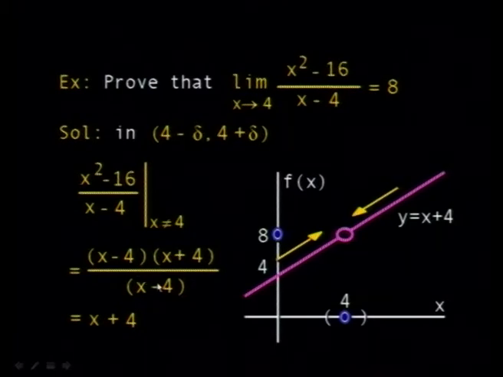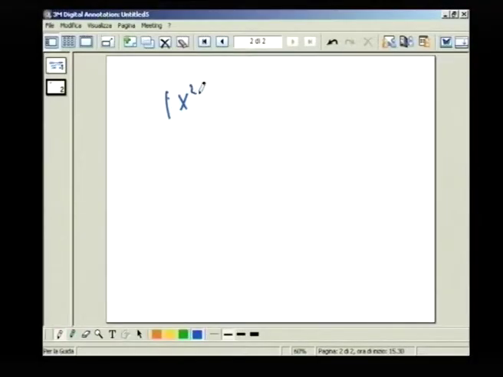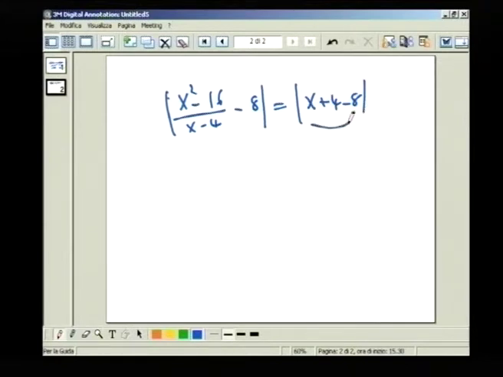In other words, you are not interested in the value of the function at 4. So this value, x squared minus 16 divided by x minus 4, is exactly equal to x plus 4. They are the same, provided that x is not equal to 4, and that's the case, because you are approaching the point 4 in a deleted neighborhood. In other words, you are approaching the point 4 without being equal to 4. So what you can say is that x squared minus 16 divided by x minus 4, minus the value 8, is the same as x plus 4 minus 8, which is x minus 4.